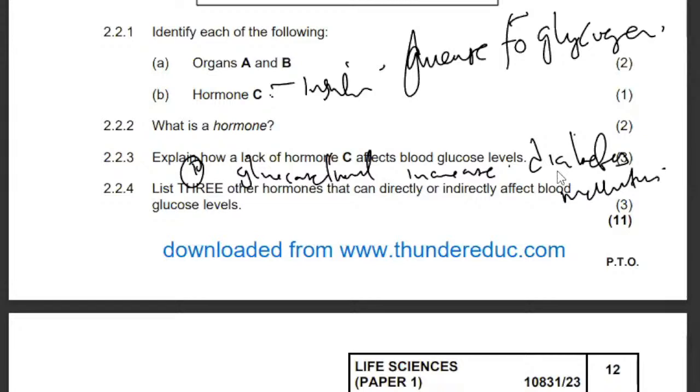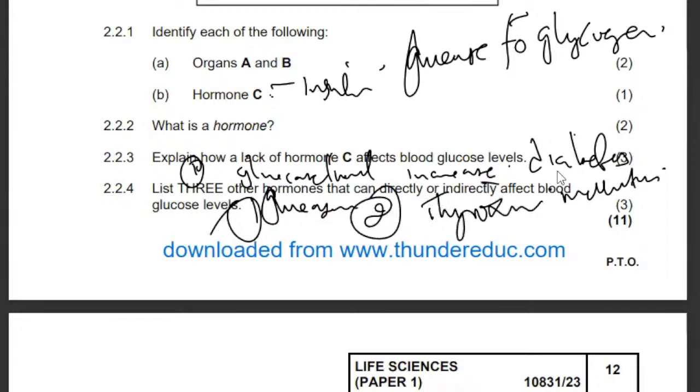List 3 other hormones that can directly or indirectly affect the blood glucose level. So basically here, you're going to have glucagon. This one increases the blood glucose level when it's low, meaning that it stimulates the liver to convert glycogen back to glucose. That's number 1, glucagon. Number 2, you can maybe talk about thyroxine.